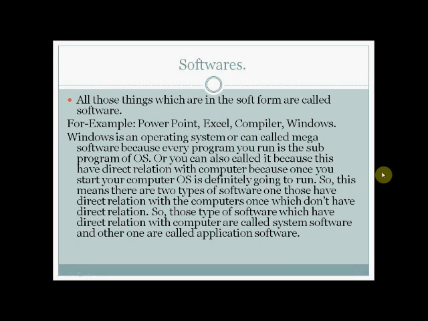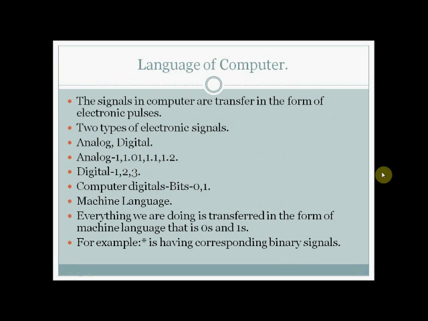Softwares. All those things which are in the soft form are called softwares. For example, PowerPoint, Excel, compiler, Windows. Windows is an operating system and is also called mega software because all the other softwares which you run on the computer are run on the OS. Once you start your computer, the OS is definitely going to run because it has a direct relation with the computer. Those softwares which have a direct relation with the computer are called system software, and those which don't have a direct relation with the computer are called application software.